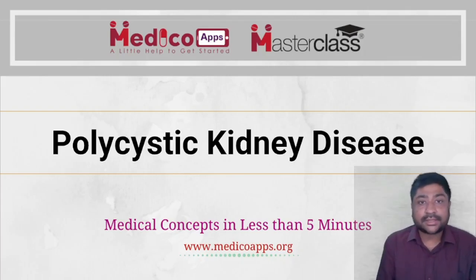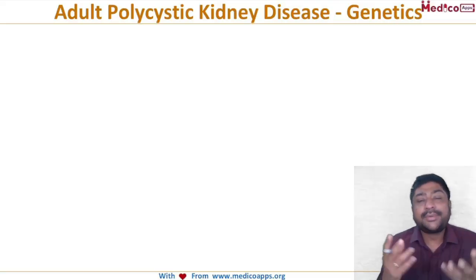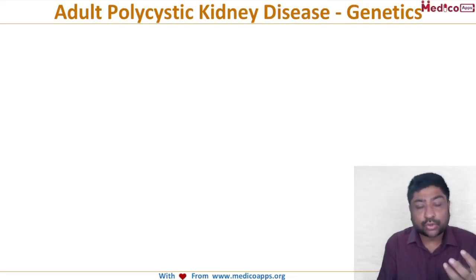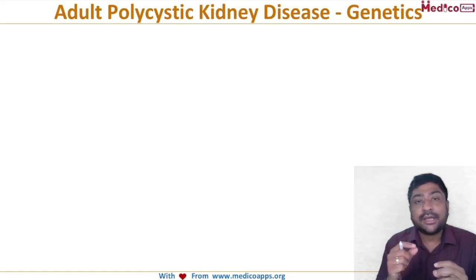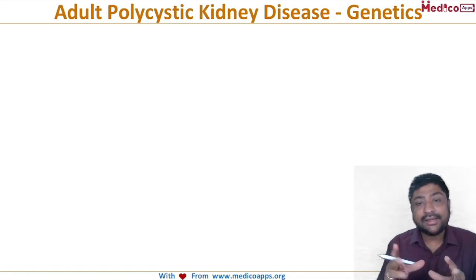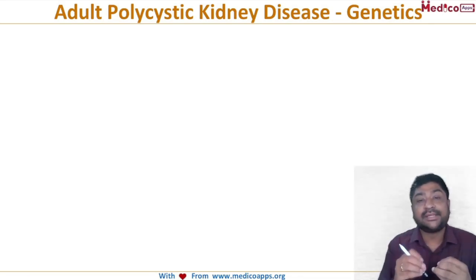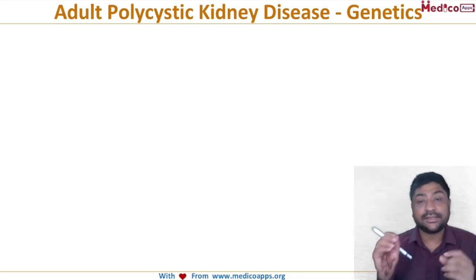In this particular masterclass, we are going to learn about adult polycystic kidney disease. Now, what happens in adult polycystic kidney disease, also called autosomal dominant polycystic kidney disease, is there is progressive formation and enlargement of cysts. These cysts are primarily in the kidney and they are all epithelial lined cysts. So there is a formation and enlargement of these epithelial lined cysts in the kidney.